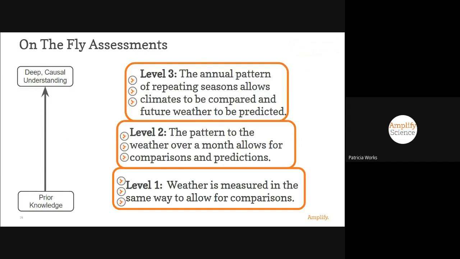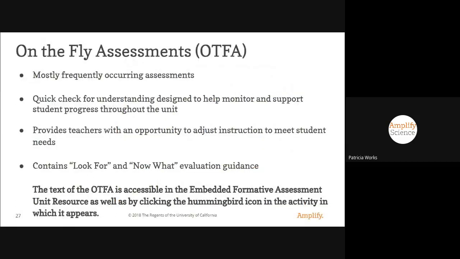On-the-fly assessments, represented by the little hummingbirds within each level, are embedded formative assessments for noting students' progress with one or more of the following: disciplinary core ideas, science and engineering practices, and cross-cutting concepts. Often these are tied with literacy skills as well, and several occur at each level of the progress build. On-the-fly assessments are the most frequently occurring assessments. They're quick checks for understanding designed to help you monitor and support student progress throughout the unit. They'll provide you with an opportunity to adjust instruction to meet student needs.